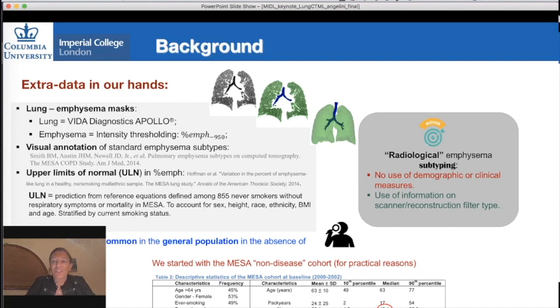Having all that, and having discussed with the clinicians, the mission that we were given is to study and seek purely radiological emphysema subtyping, which means we had no access and no use of any demographic or clinical measures. But of course, we had information on scanner type and reconstruction filter type that were used per scan.